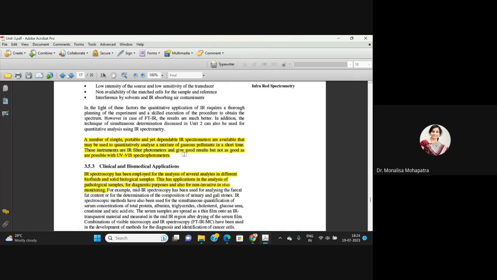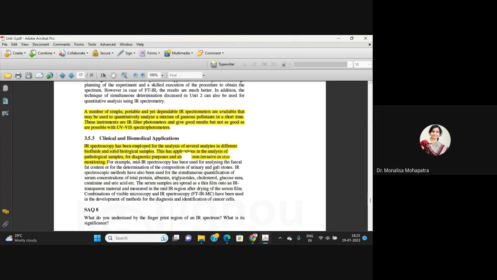As I was telling you, all spectroscopy has its own merit as well as its own limitation too. All molecules you are seeing that cannot be studied through UV visible, IR, microwave. All molecules you can't study. Certain specific characteristics of that molecule should be there.